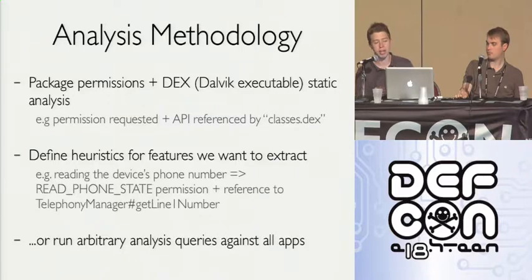And so one example question we could ask is, is this permission requested and is this API referenced? One example of how we can do that for the phone number, we can look at the READ_PHONE_STATE permission to retrieve the phone number, and we look for the TelephonyManager getLine1Number API. And with either one of those missing, the application is not likely going to actually access the phone number. Or we can run arbitrary analysis to ask other interesting questions of the data.